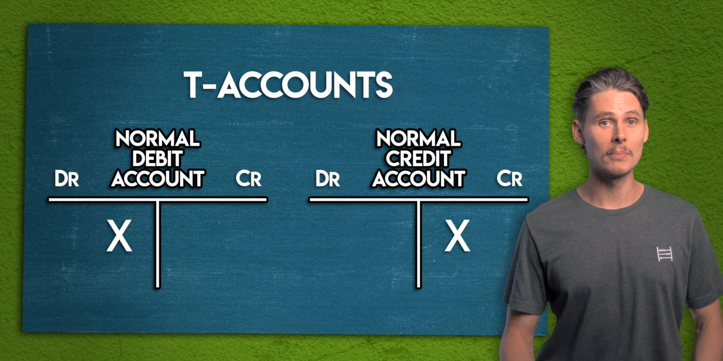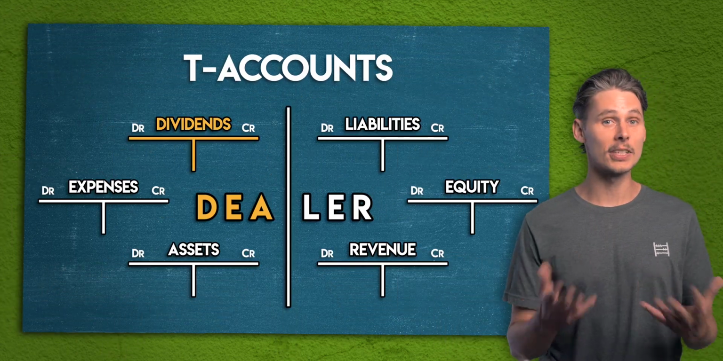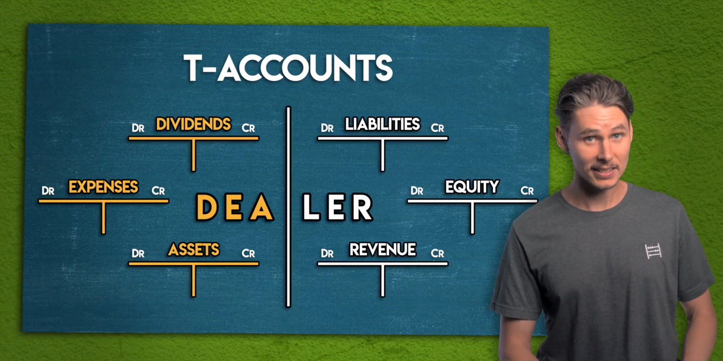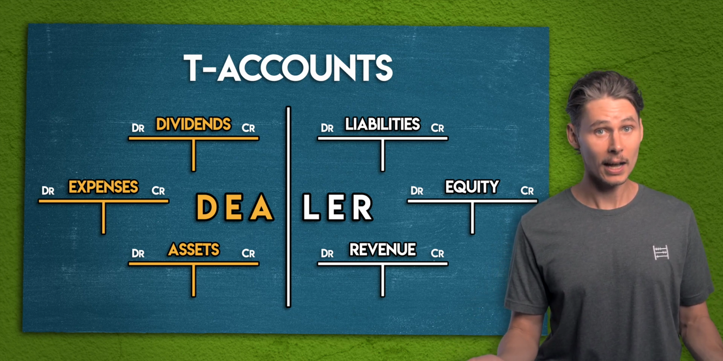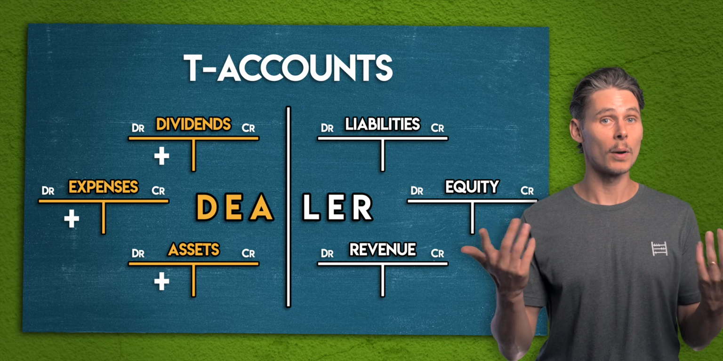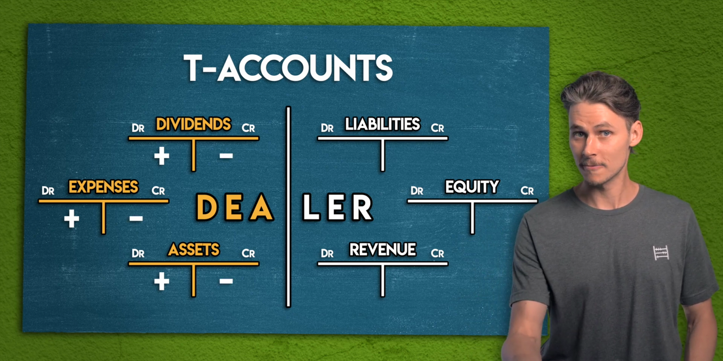A simple way to remember this is to use DEALER. DEA stands for dividends, expenses, and assets. These are on the left of DEALER, so they're normal debit accounts. That means they increase when we debit them on the left and decrease when we credit them on the right.